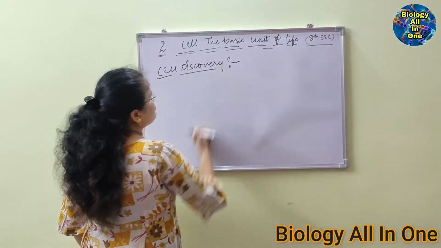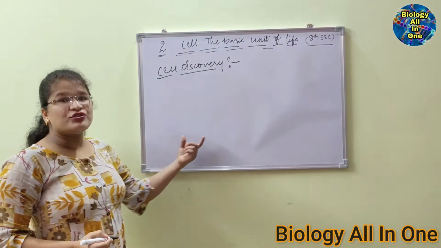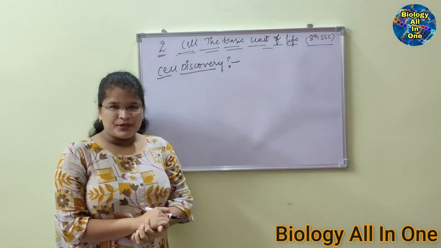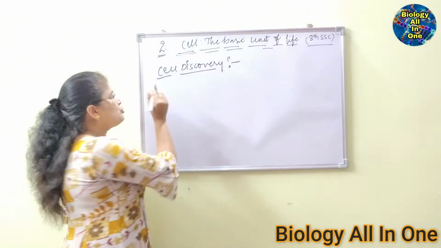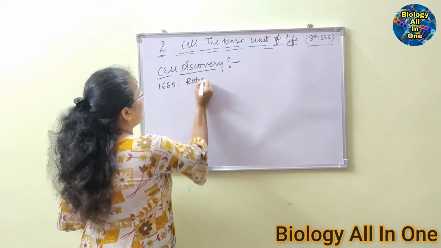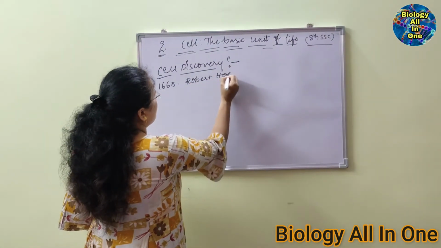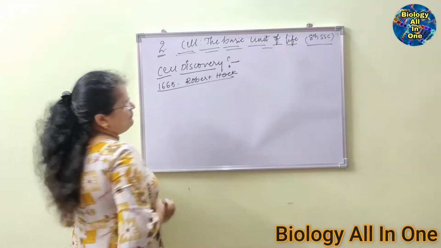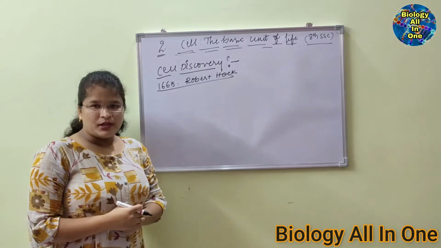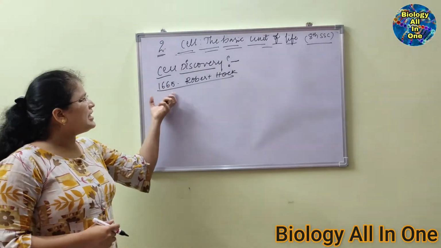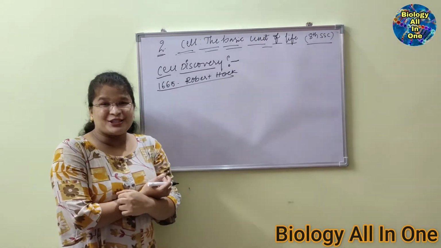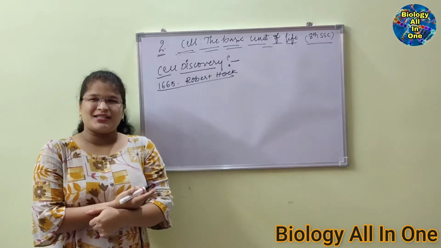Cell discovery led to many inventions and discoveries. The cell was observed by a scientist for the first time, Robert Hooke, in the year 1665. In the year 1665, Robert Hooke first observed the cell. Right? But behind this there is a big story. Now let us know what the story is.